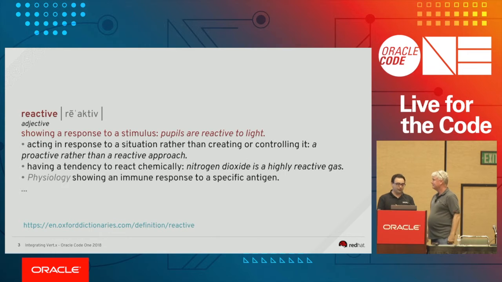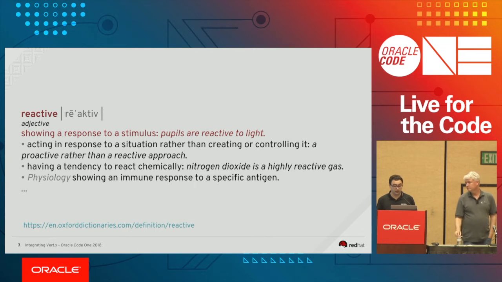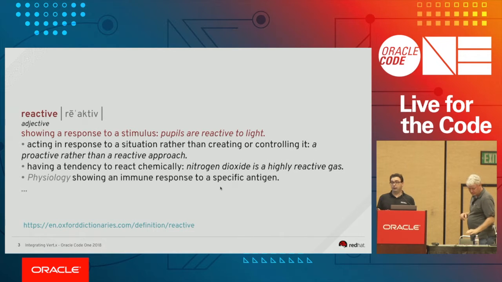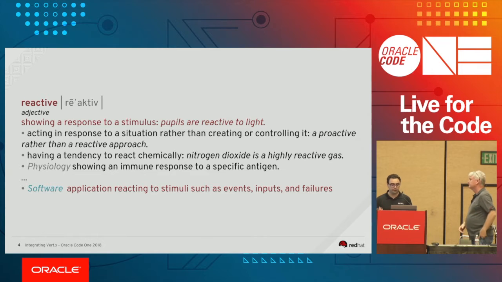So the first thing is, what does reactive mean? Well, I'm a former academic, and I'm getting old too, so I do this thing that nobody is doing anymore: looking into a dictionary. If you open the Oxford Dictionary, you will see that being reactive means showing a response to a stimulus. That's very vague, but we can apply this definition to software and say that reactive software is an application reacting to stimuli such as events, inputs, failures.